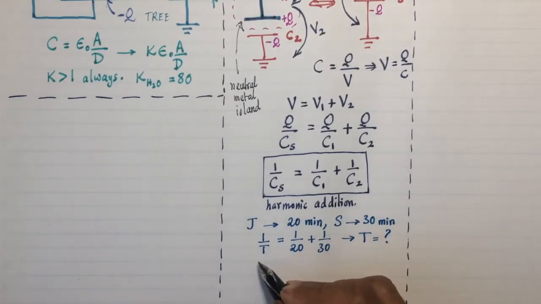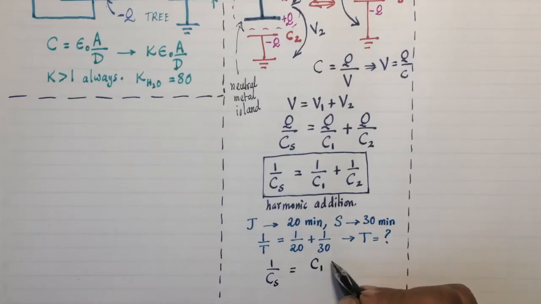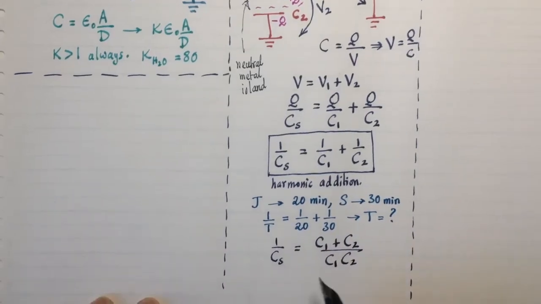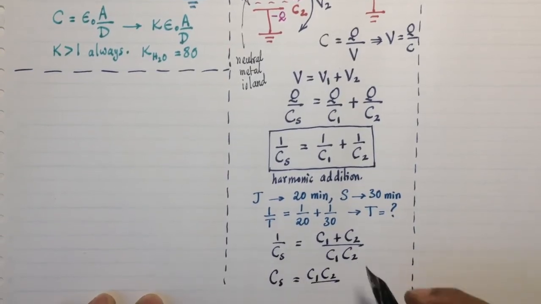Okay. So another way of writing this expression is to take the common denominator, and this is how I'm going to use it. So C1 plus C2 divided by C1 C2, and then invert it. When I invert it, I get C sub S equals C1 C2 divided by C1 plus C2.